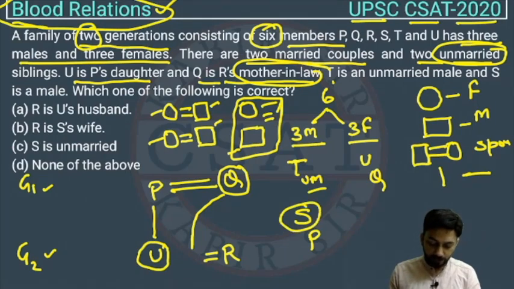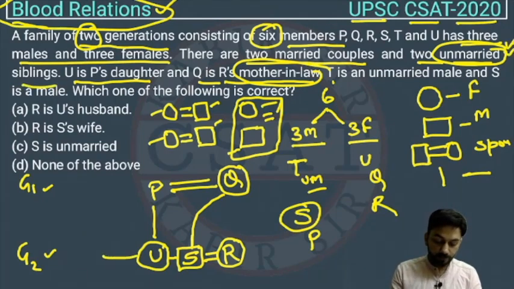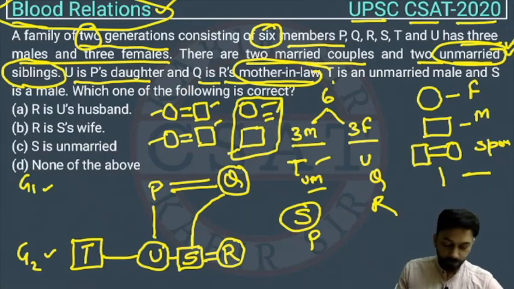And T is unmarried, so T cannot come here. So who will come here? S will come here, right? R will be a woman, because there are 3 men, 3 women, right? So R cannot marry U, so R will marry S. S is a male, right? And R will be a woman, okay? And they have given that there are 2 unmarried siblings, so they are siblings, right? Because we know T is unmarried and T is a male, so T will come here, right?